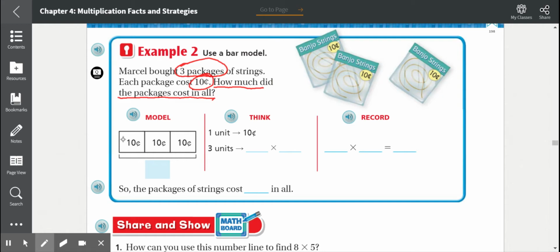So here we have a group of 10, a group of 10, a group of 10. That's for the 3 packages. 1, 2, 3. Each one is 10 cents. 10 cents, 10 cents, 10 cents. Let's count by tens. 10, 20, 30. That's also just like saying 3 times 10. And 3 times 10 equals 30. So the strings would cost 30 cents in all.